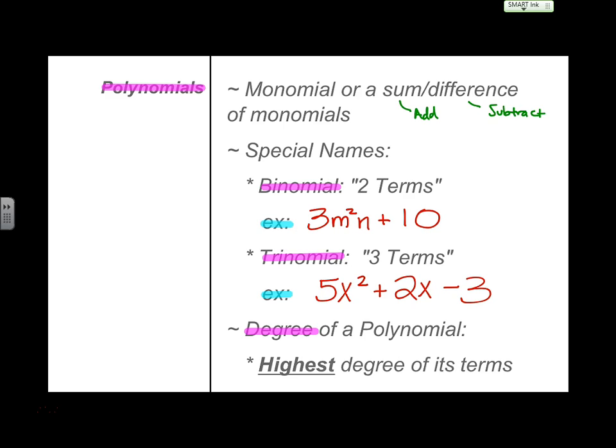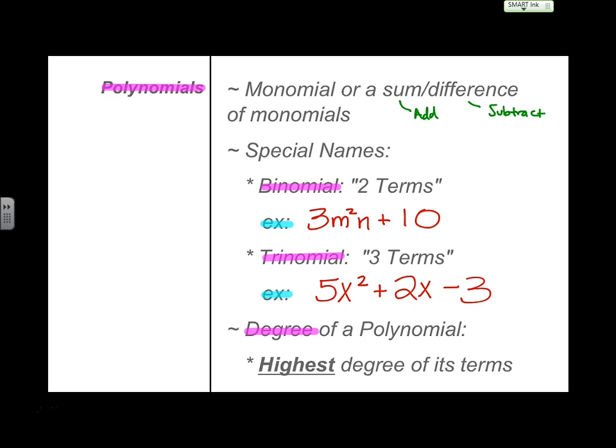Monomial or sum or difference of monomials. Why do you think binomial? Bi, English prefix for two: bimodal, bicycle. Unicycle, right, and a bicycle. There are many more examples, but for right now, binomial is two terms.